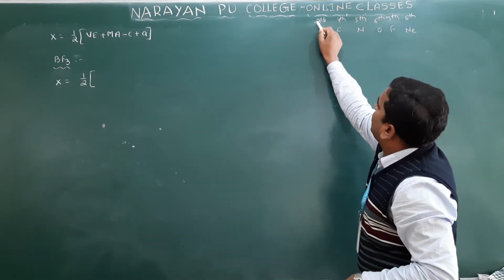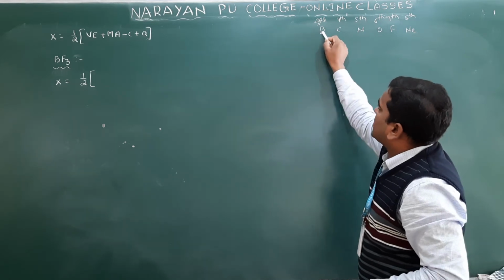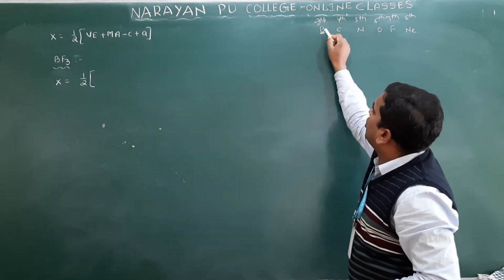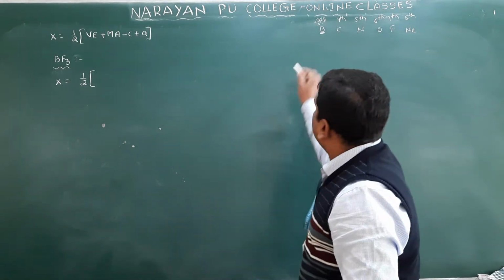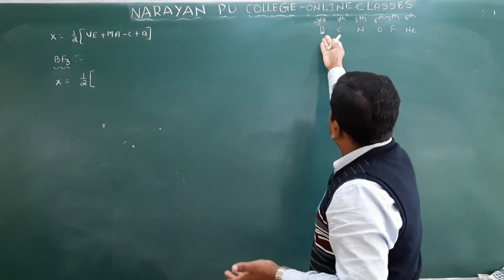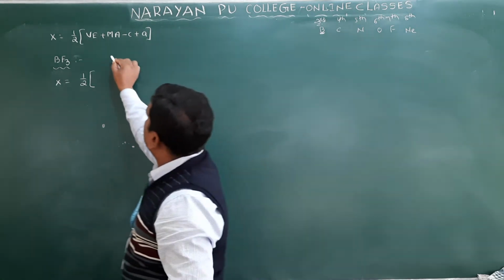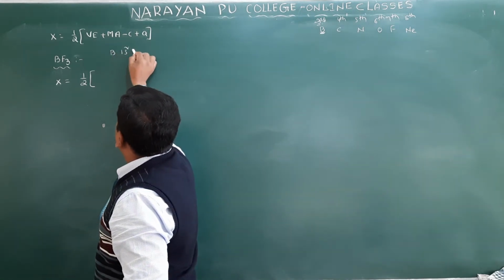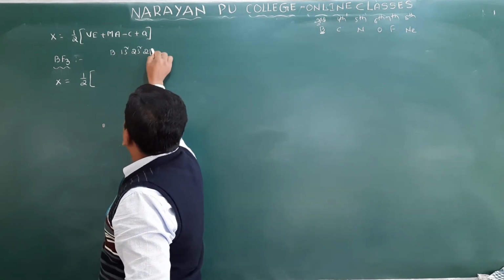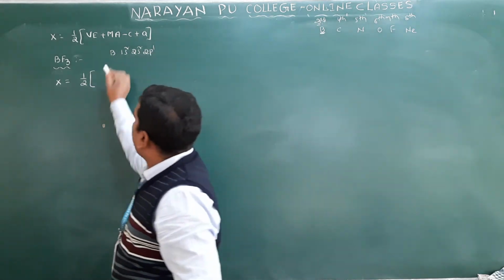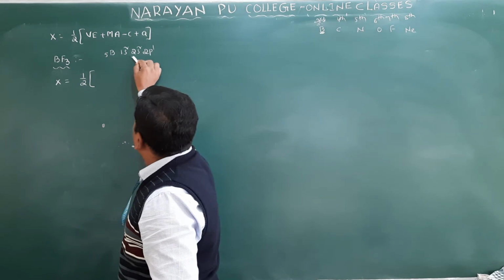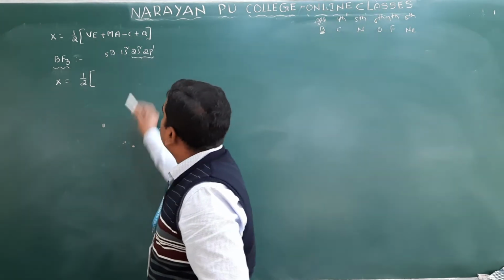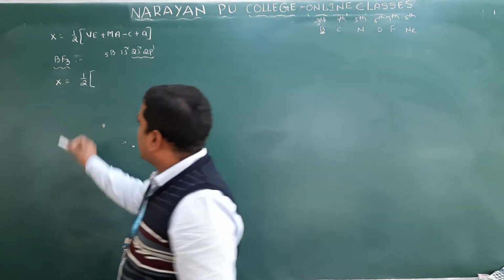So the group number is the valency. Boron belongs to which group? Third group. So how many valence electrons will it have? 3 valence electrons. Or if you don't know this, you know the electronic configuration of boron: 1s2, 2s2, and 2p1. Because boron's atomic number is how much? 5. Clear? For valence electrons you have to take the outermost only. So 2 plus 1, how many? 3. So that's why.